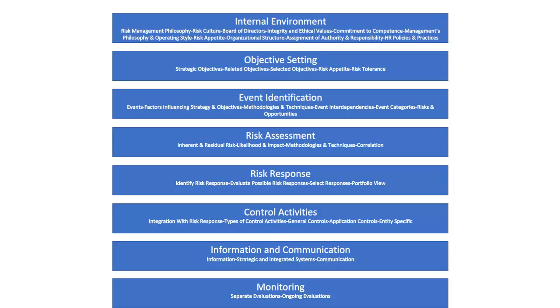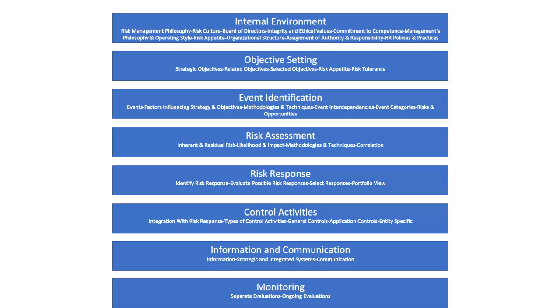Objective setting. Objectives must exist before management can identify events potentially affecting their achievement. Enterprise risk management ensures that management has a process in place to set objectives and that the chosen objectives support and align with the entity's mission and vision and are consistent with the entity's risk appetite.